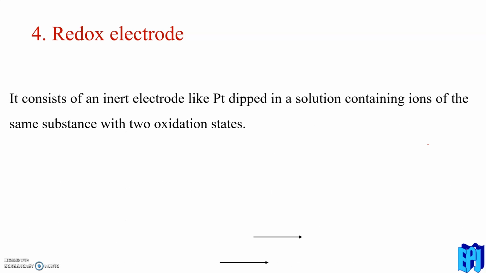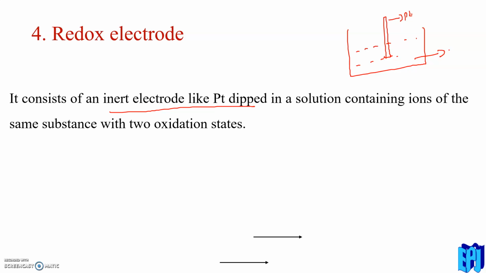This electrode consists of an inert electrode like platinum dipped in a solution containing ions of the same substance in different oxidation states. I will explain what I mean by that. I take a beaker and dip a platinum electrode into it. So the first part is over. It consists of an inert electrode like platinum, dipped in a solution containing the ions of the same substance in two oxidation states.